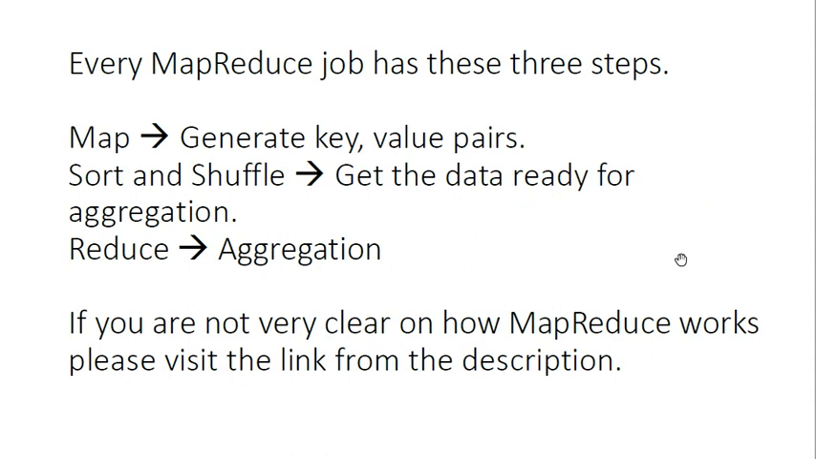Every MapReduce job has got 3 steps. One is the map, wherein you generate the key value pairs. The step 2 is sort and shuffle, which gets the data ready for the aggregation, and then the reduce phase, which is the aggregation. The step 1 and step 2 is taken care by the mapper function, and the last stage of aggregation is taken by the reducer function. This can be implemented using any programming language like Java or Python. If you're not very clear on how MapReduce works, please visit the link from the description. I have a separate video which covers this entire concept.